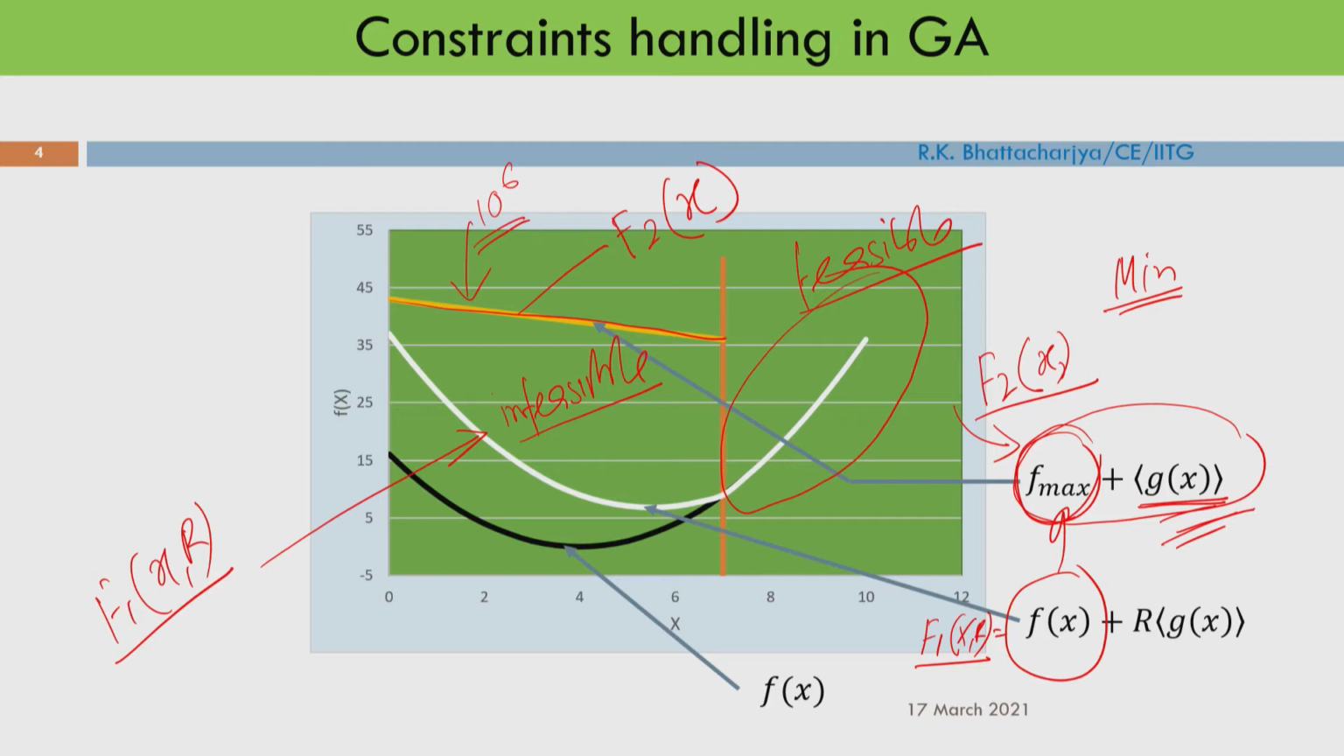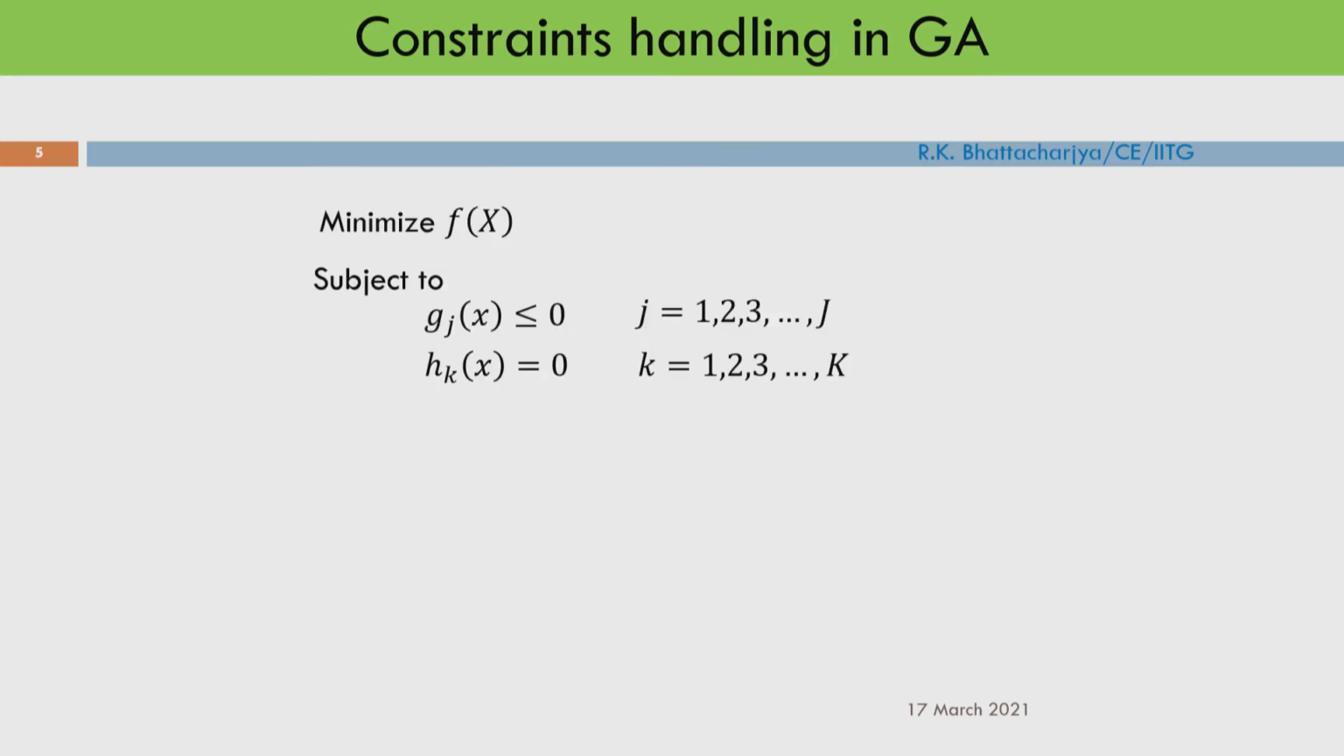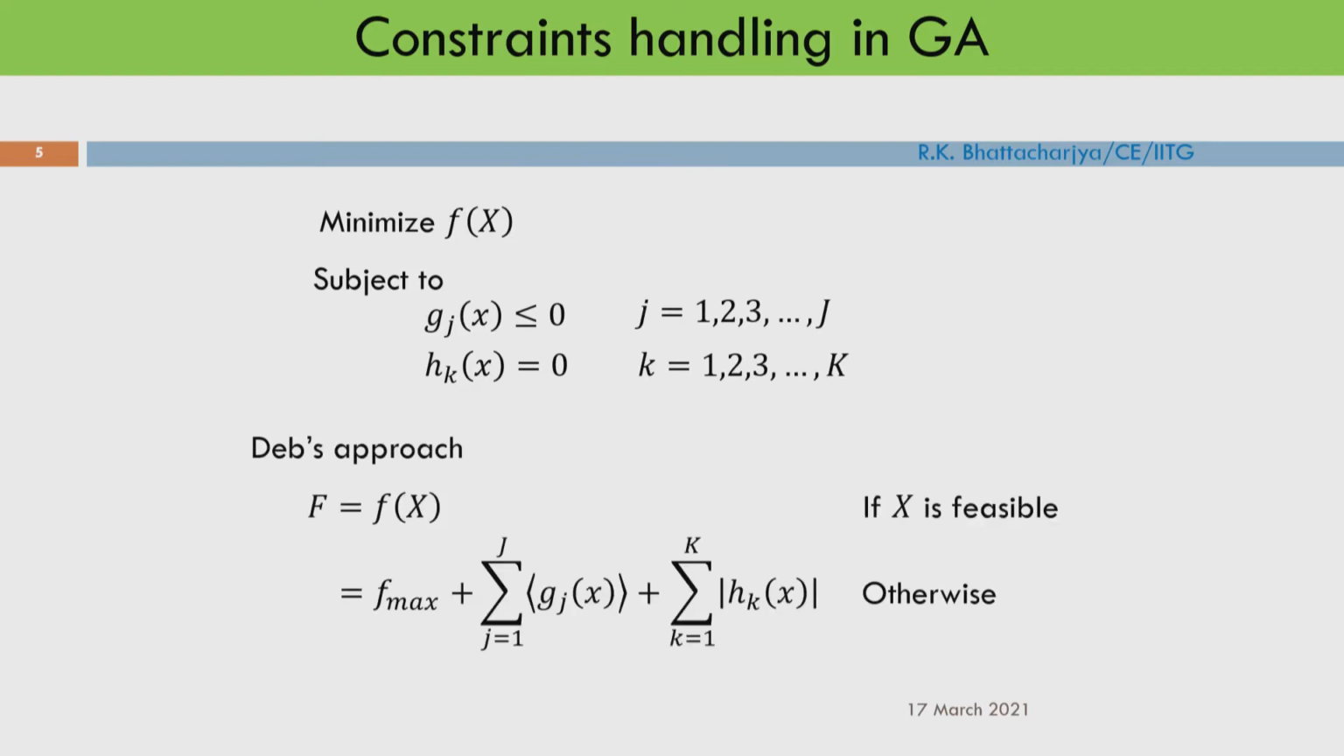Suppose some solution is near your constraint boundary and one solution is away from the constraint boundary. Then the solution near the constraint boundary will be selected in this case. So, therefore, finally, what I can define. This approach was given by Professor Kalyanmoy Deb.